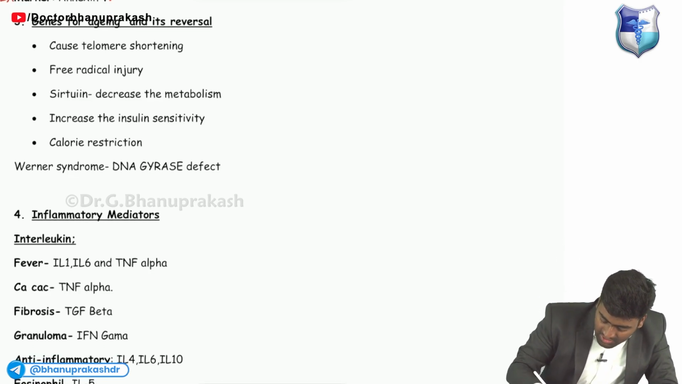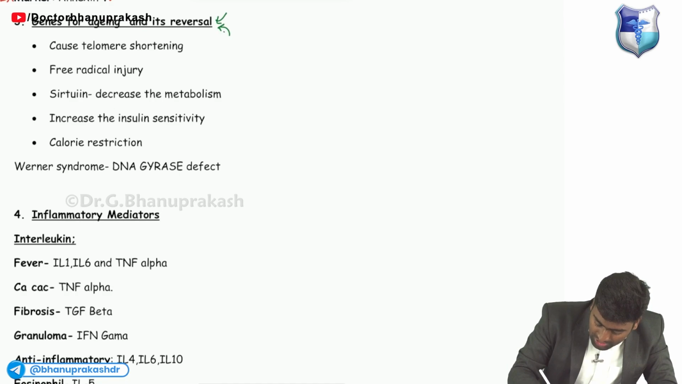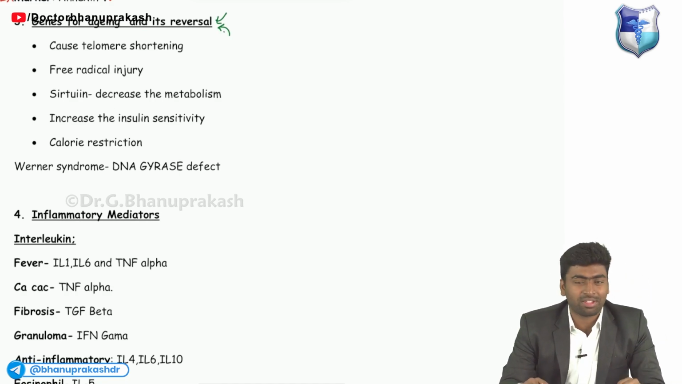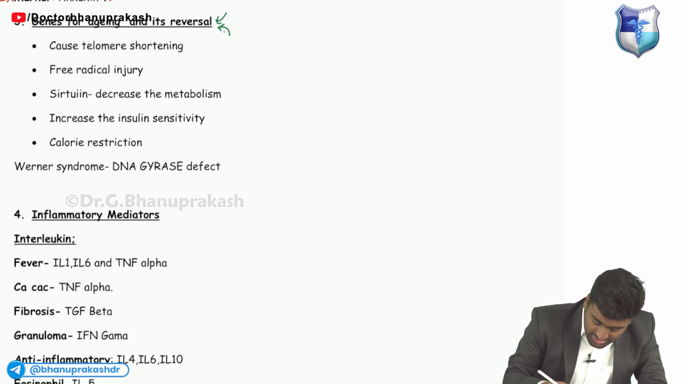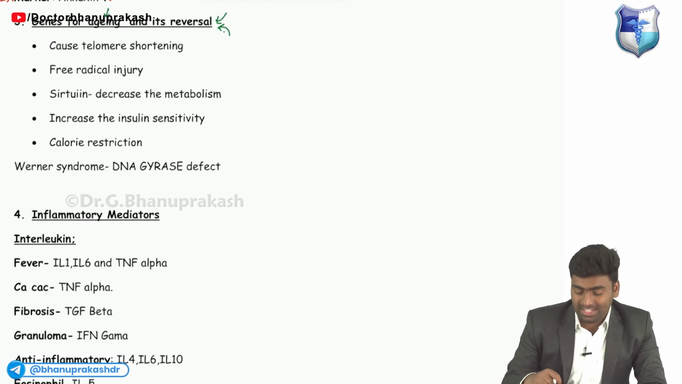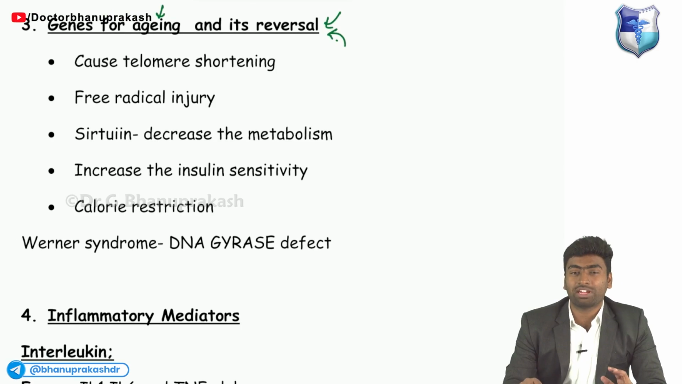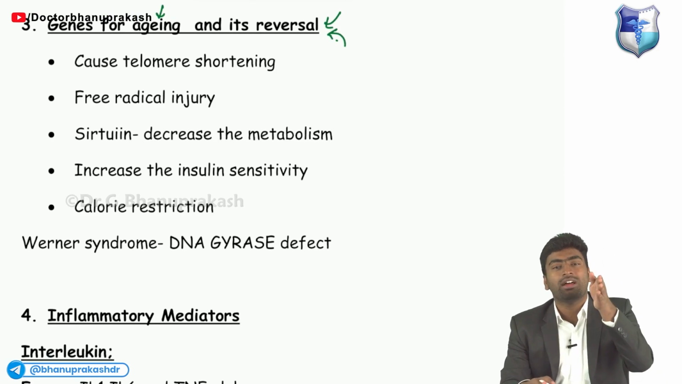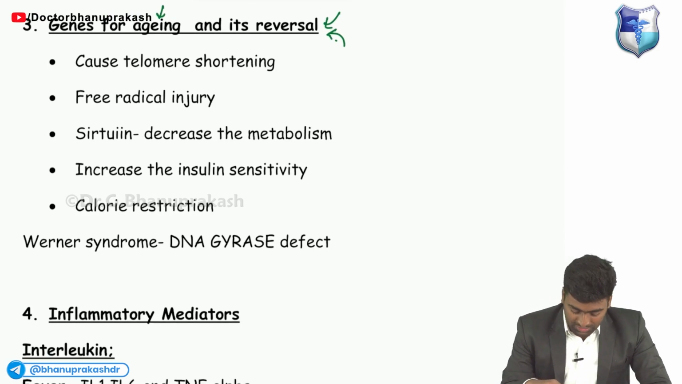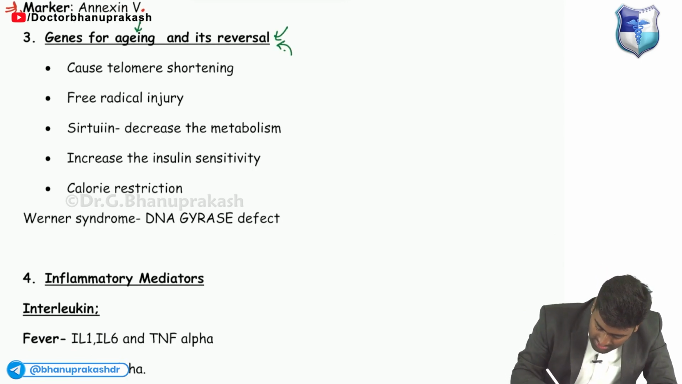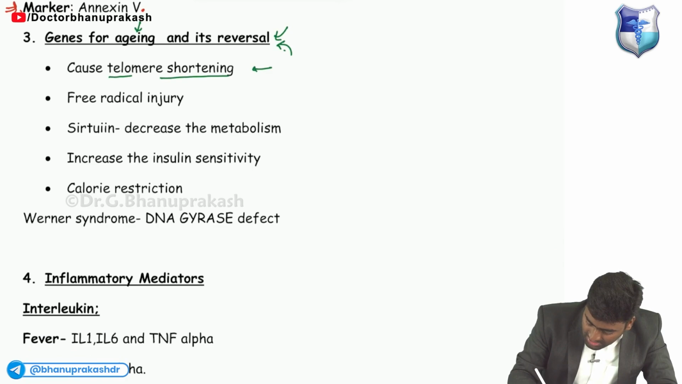Next, there are these questions, because we know now there are many anti-aging therapies underway. So they will be asking which of the following genes is responsible for aging, and how it can be reversed, or how you can decrease the progression of aging, okay. If you see, aging is because of telomere shortening, okay. Telomere shortening is prevented by the enzyme known as telomerase, okay, telomerase.